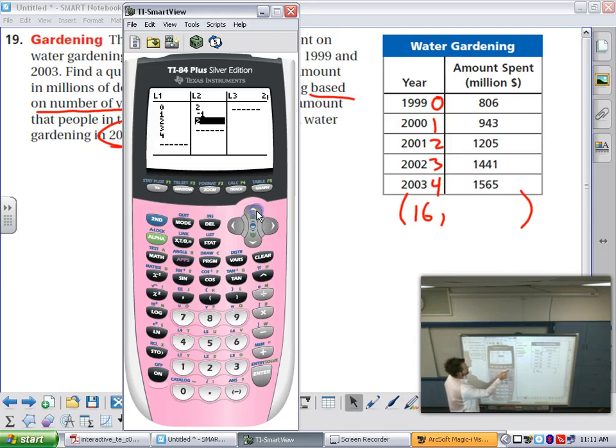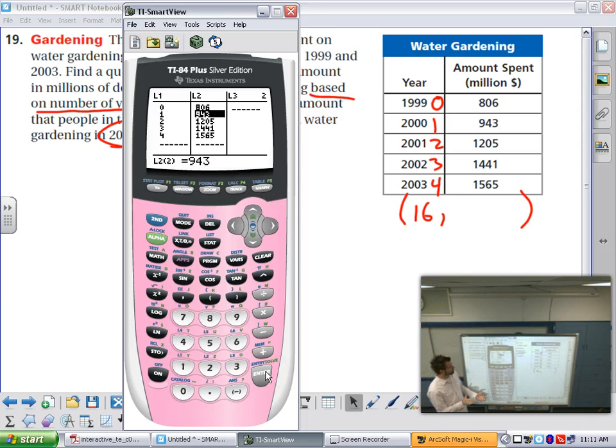Slide over. 8.06, 9.43, 12.05, 14.41, 15.65. Double check. Yep. See, that's why I double check, because one little mistake like that, and you'll have a bad day. Okay.